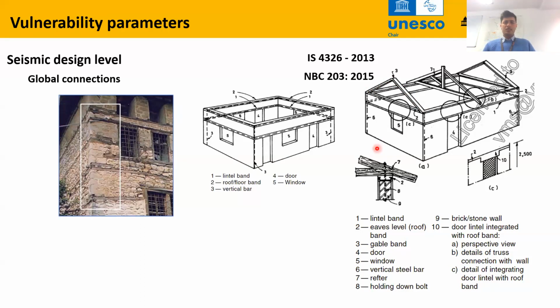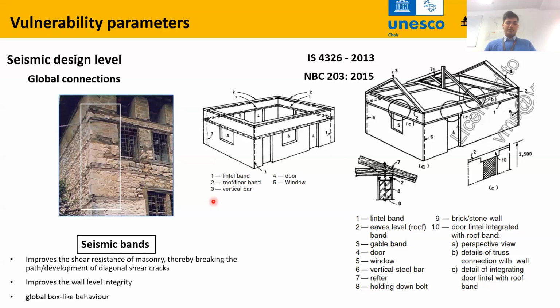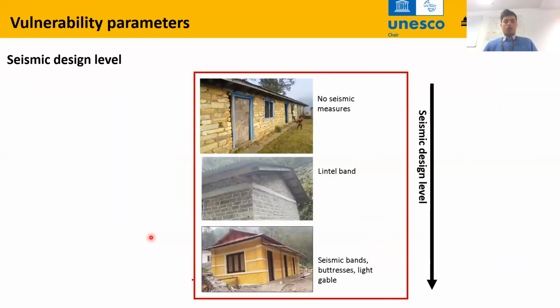So these bands help improve the shear resistance of masonry as well, because they provide a more continuous area for more friction, and they act as a barrier or a breakage for the continuous diagonal cracks. They improve the integrity at the wall level and global level, and ultimately they provide better box-like action for the building. So this is just an indication of what we mean by different levels of seismic design. Here we don't see any of those bands or anything. So this is low design or poor design.